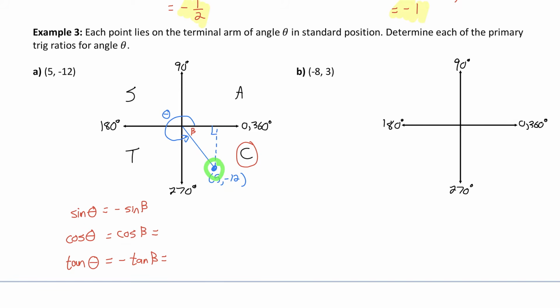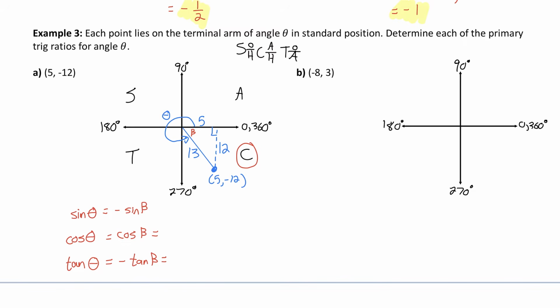And now to get these ratios, I need the side lengths of this triangle. To get to this point 5, negative 12, I would have to go 5 that way and then 12 that way. So I know the side lengths of that triangle are 5 and 12. And then based on the Pythagorean theorem, you could calculate the hypotenuse to be 13. Using those side lengths and your understanding of SOHCAHTOA, we can write all three ratios.